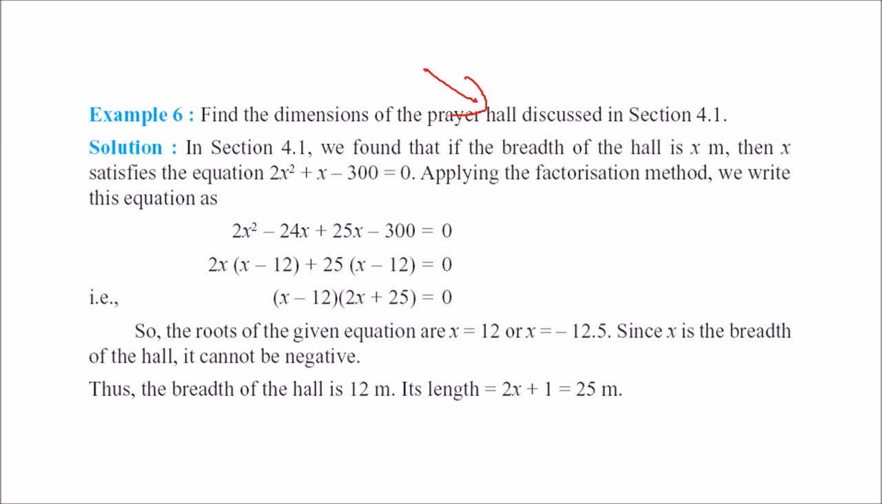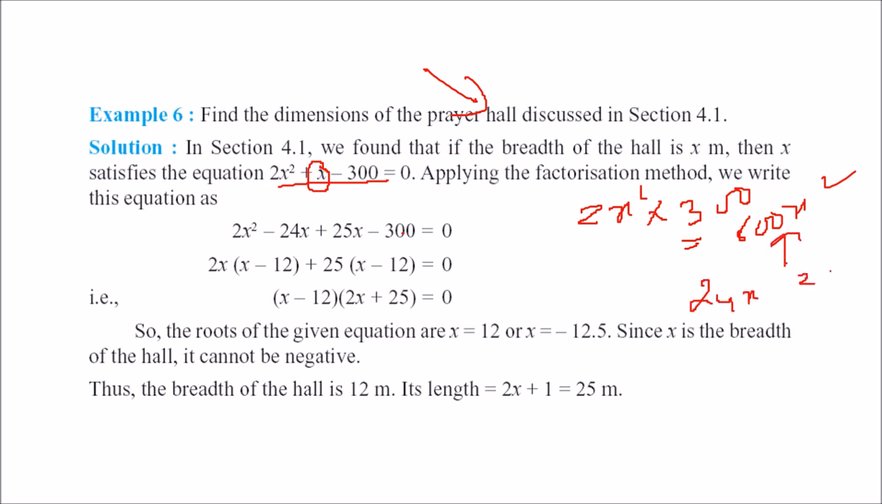Now we discussed the prayer hall in the beginning of our discussion, so let us solve it. 2x square plus x minus 300. Now multiply 2x square into 300, you will get 600x square. So you have to split this x such that the two numbers multiply to 600. 24x and 25x, if you subtract, these two will multiply to 600x square, and we will solve the problem of getting minus x as well as plus x.